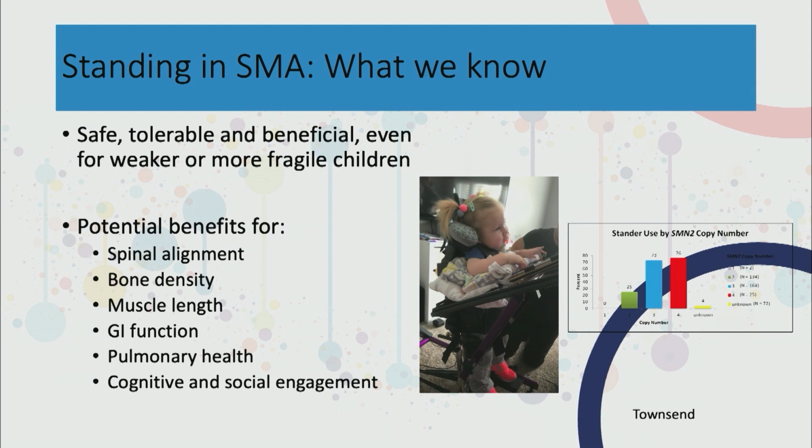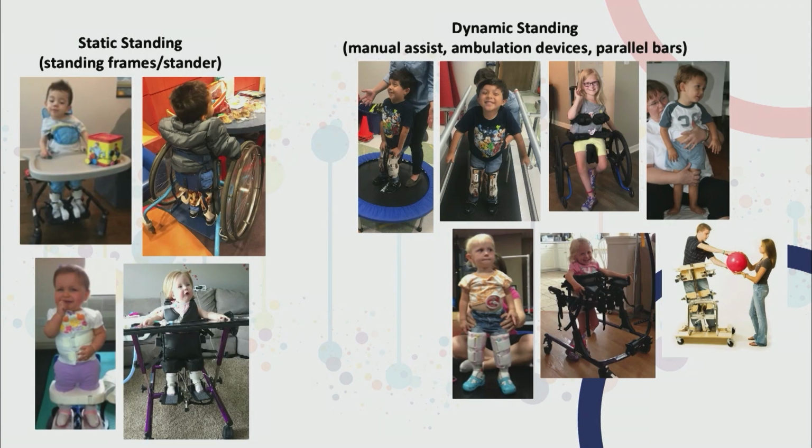Standing in SMA, we know, is safe, tolerable, beneficial, and great for all children of each functional level, even if they are more fragile. They're also receiving a lot of different benefits other than contracture management: GI function, pulmonary health, and this opportunity for cognitive and social engagement. So this shows some examples of kids standing and a lot of nice standing opportunities. Some of them are more supported, some are more dynamic, and I think it demonstrates that while this may be used for contracture management, it is not operating in a silo. There's a lot of different benefits that an individual is getting when they are performing standing, and that's a really important component to include in all plans of care.